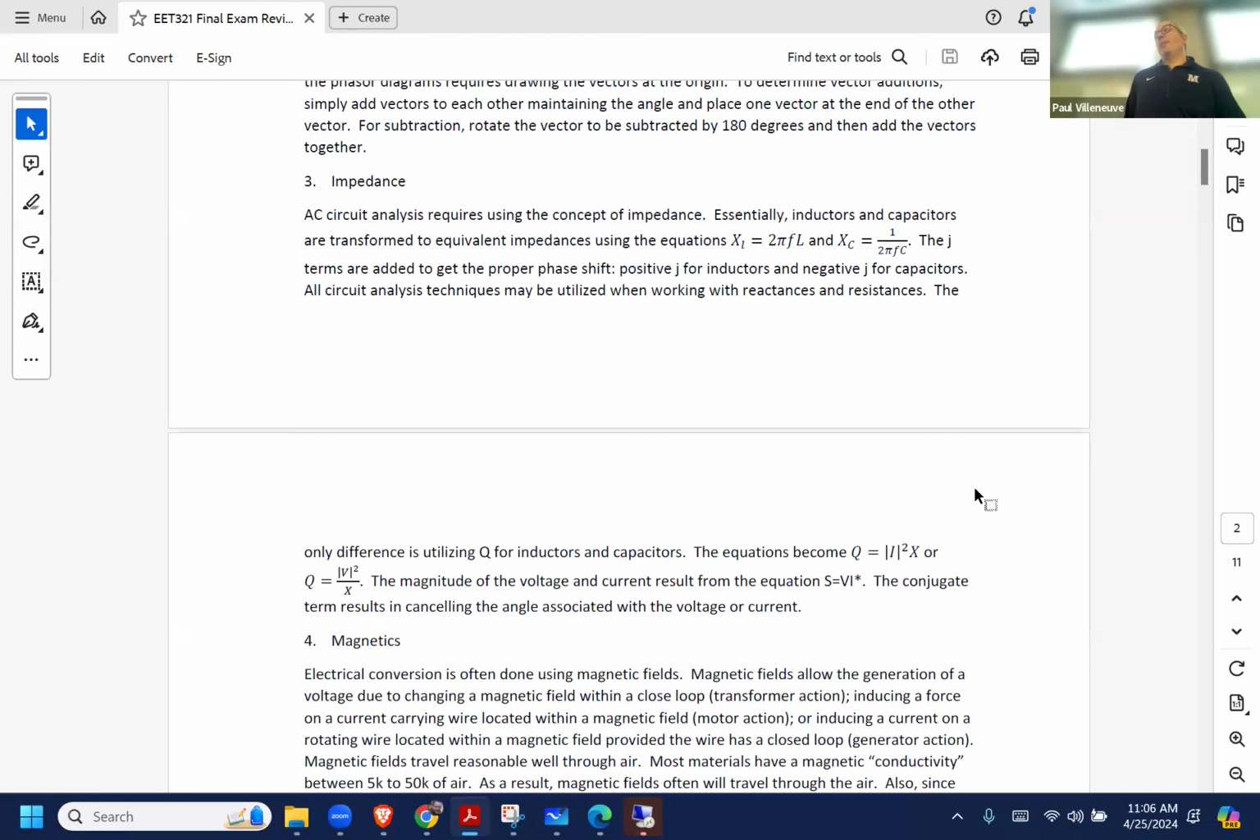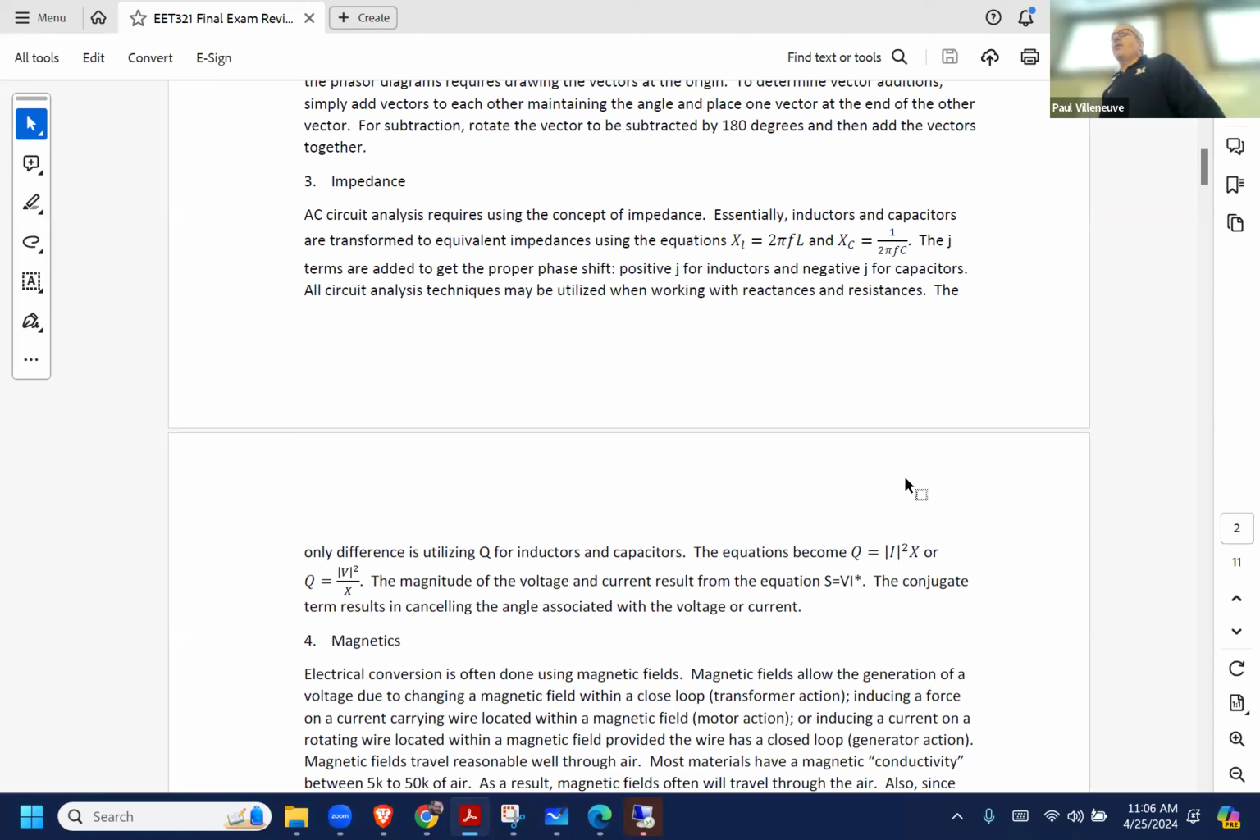And so that's why we do Laplace. And in this class, that's why we do AC circuit analysis. So that's why we introduce the concept of X sub L and X sub C. The J term is there to introduce the phase shift that inductors and capacitors provide. With a resistor, there's no difference. Okay. And then this was a good time to talk about what Q was.